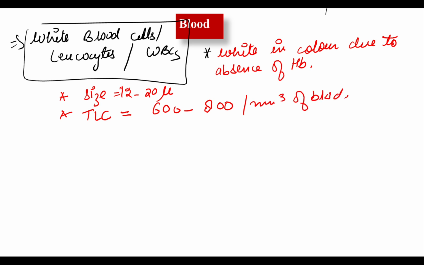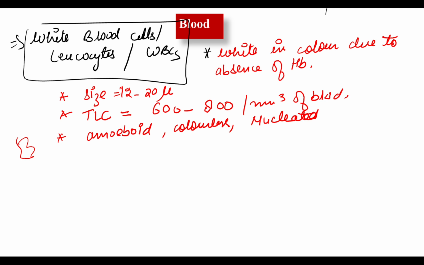Very less. Although their count is less, they are present in very high amount. What about their shape? Amoeboid shape. I mean to say there is no definite shape. These are amoeboid, colorless as I told you, but these are nucleated. They have a nucleus, so nucleated blood cells these are. If I'm talking about the ratio of WBCs and RBCs, they are present in 600:1.